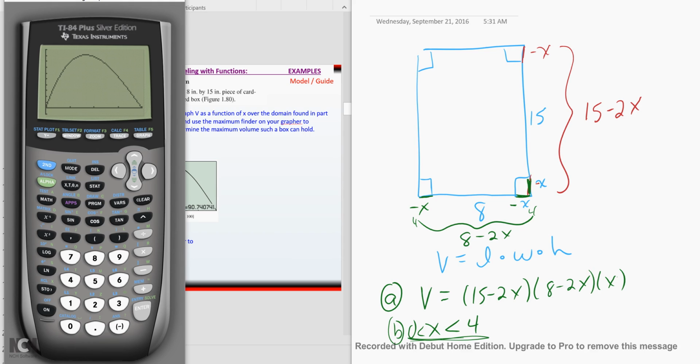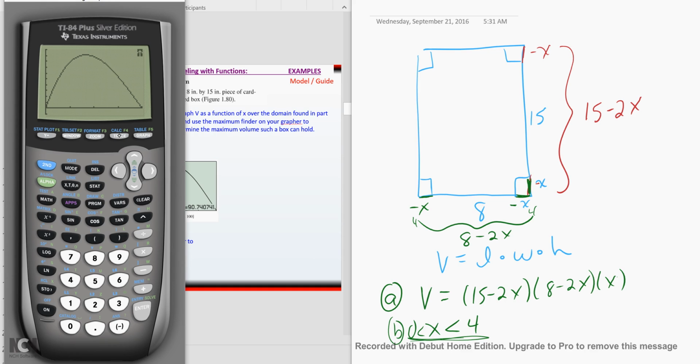Again, this should be a cubic, but we're looking at just a section of it. So right here between 0 and 4, because anything after that, even if there's another high point outside of this, it's not going to make any sense in the context of the problem because you can't take more than 4 away from the sides. So looks like right there is my maximum.